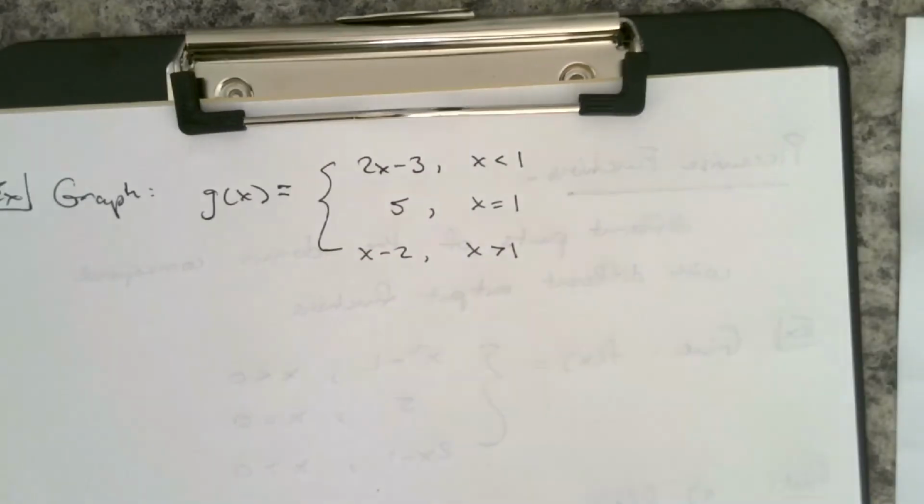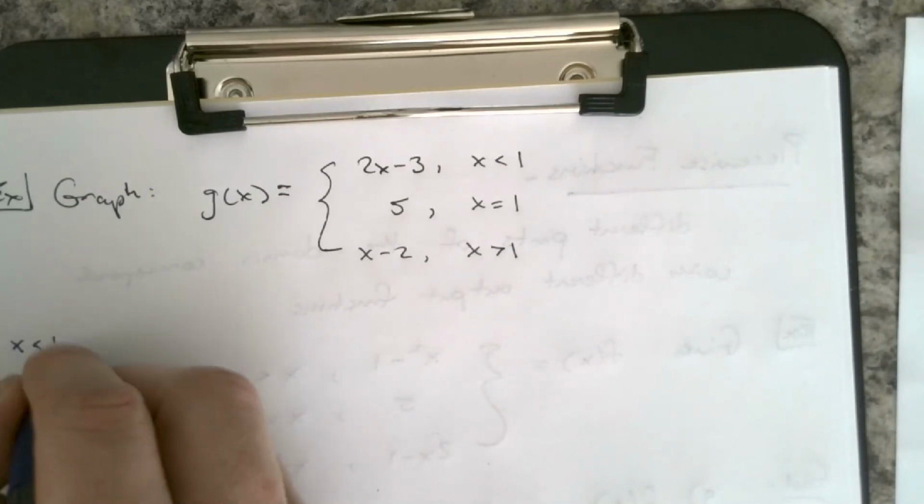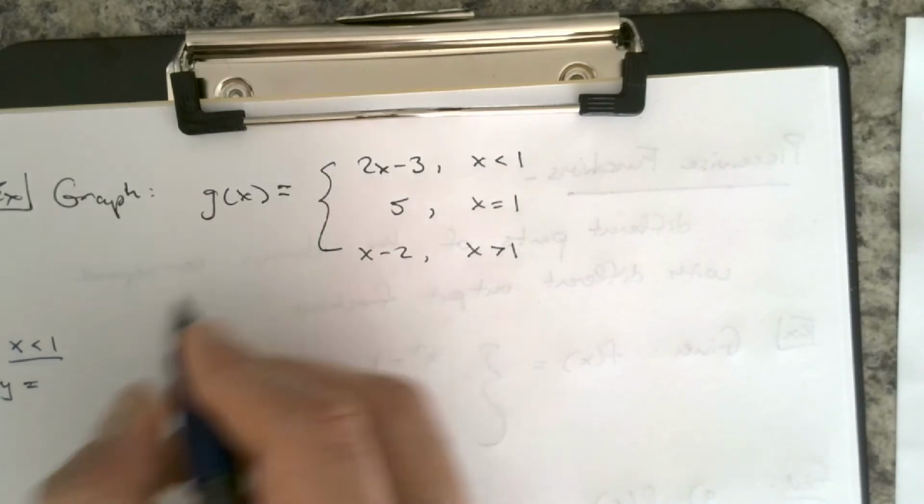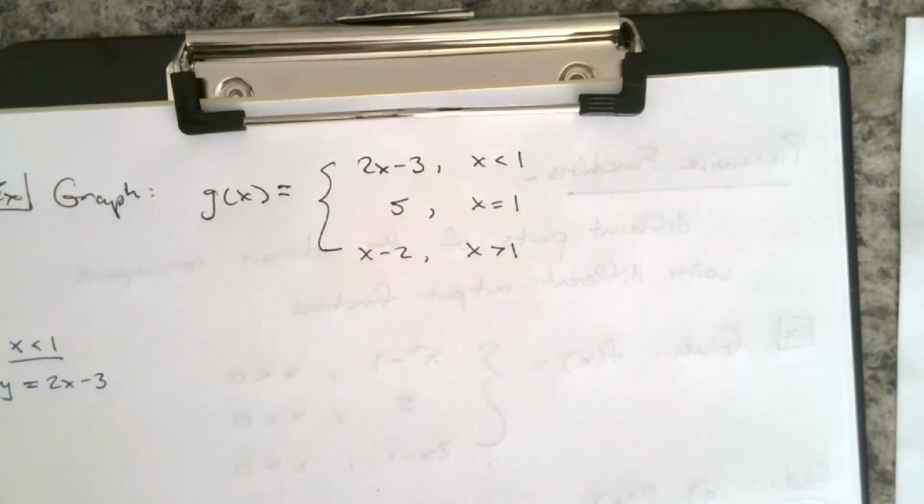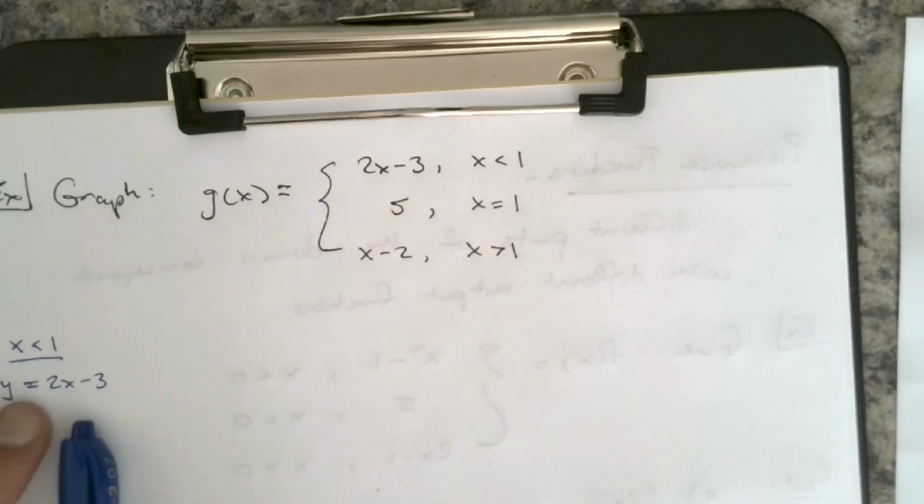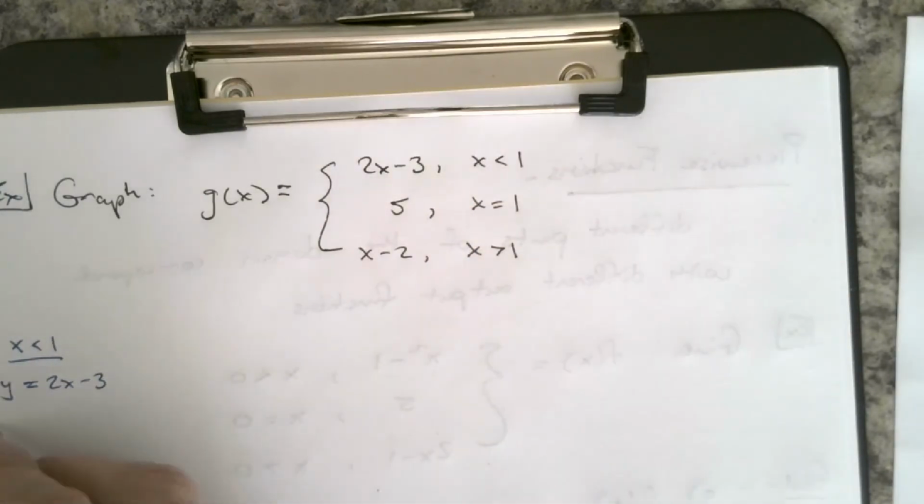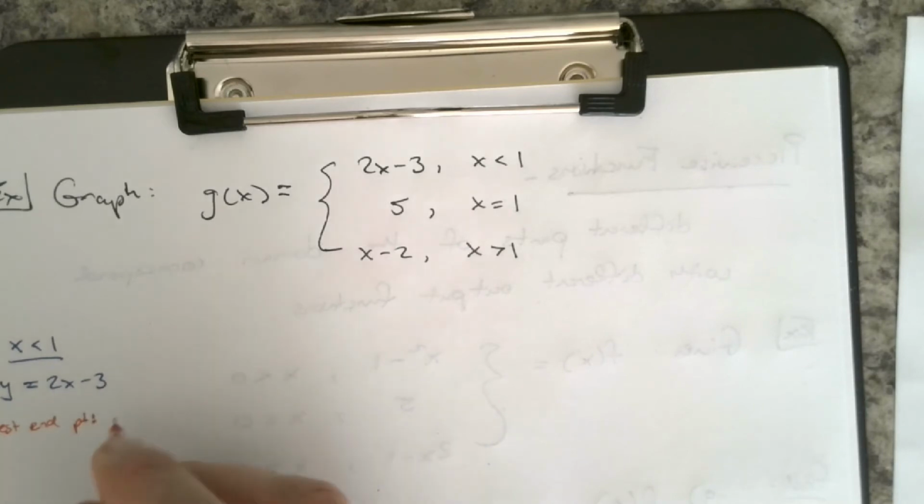So for x less than 1, we know we're going to use y equals, you could say g of x equals, but it's easier to say y equals 2x minus 3. And then remember what I said earlier, you want to test the endpoint no matter what. So the endpoint here is 1, so we're going to test the endpoint, which would give us y equals 2 times the endpoint, which is 1, minus 3. So 2 times 1 is 2, minus 3. So this equals negative 1.